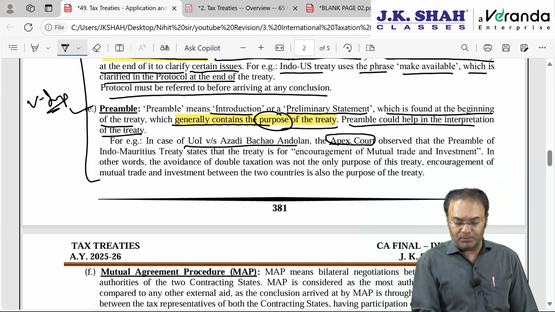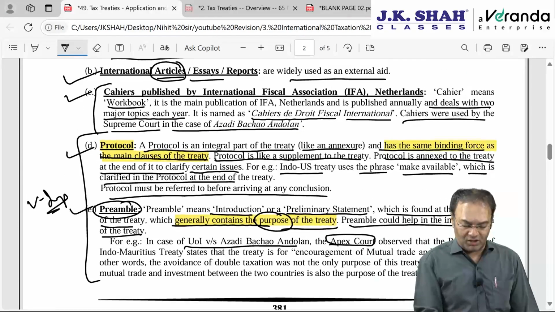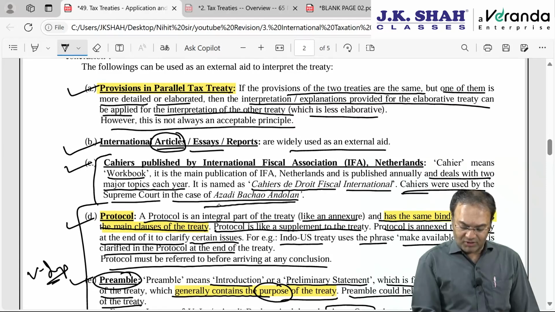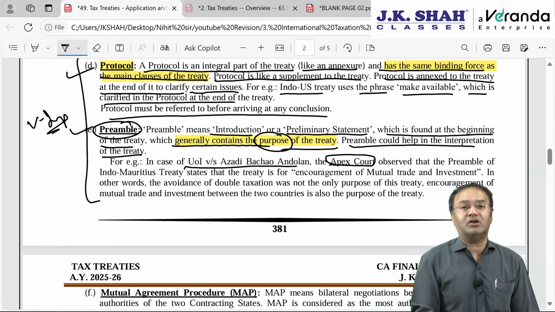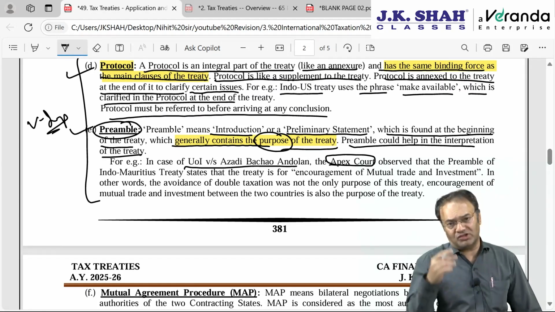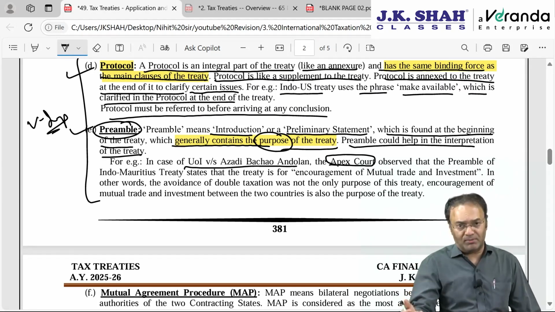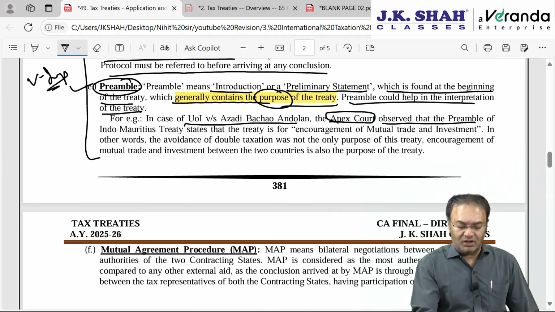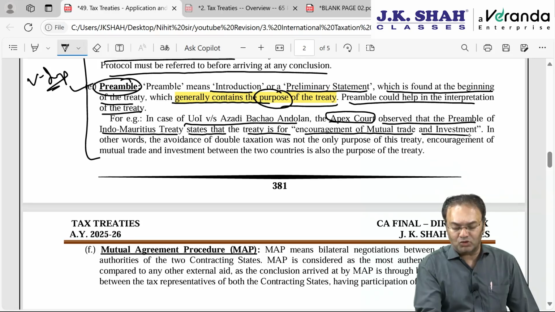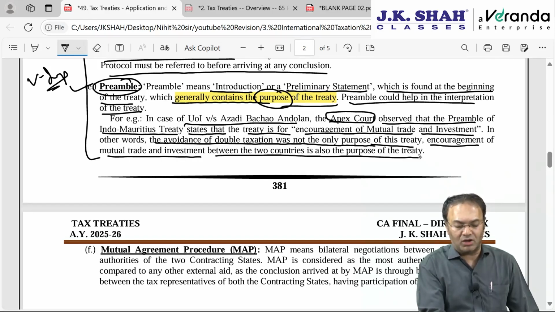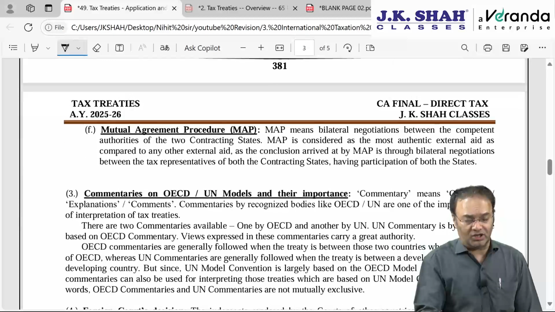So the apex court, that is the Supreme Court, referred to the preamble of the treaty. Apart from referring to KERs, in Azadi Bachao Andolan, we discussed KERs were also referred to by the Supreme Court. The Supreme Court referred to the preamble of the treaty and the whole treaty also. It's the Supreme Court, so they have to refer to multiple materials. The apex court observed that the preamble of the Indo-Mauritius Treaty states that the treaty is for encouragement of mutual trade and mutual investment. In other words, avoidance of double taxation was not the only purpose of this treaty. Encouragement of mutual trade and investment between the two countries was also one of the purposes of the treaty.